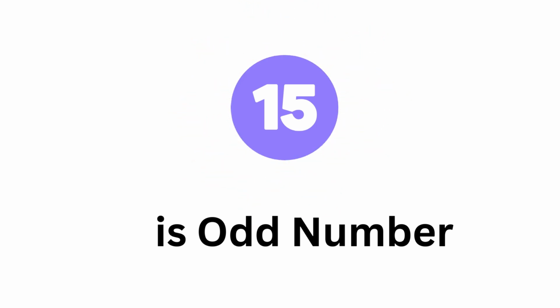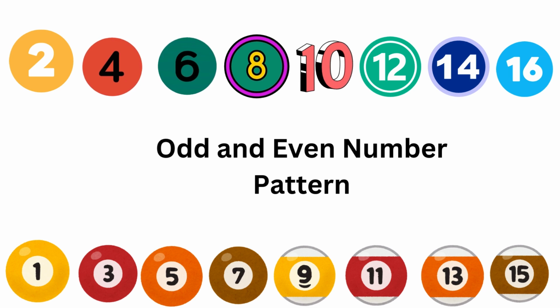Did you know there's a pattern to odd and even numbers? Let's look at this number line. Can you see the pattern? Even numbers are 2, 4, 6, 8, 10, and odd numbers are 1, 3, 5, 7, 9. They take turns. Let's play a quick game.